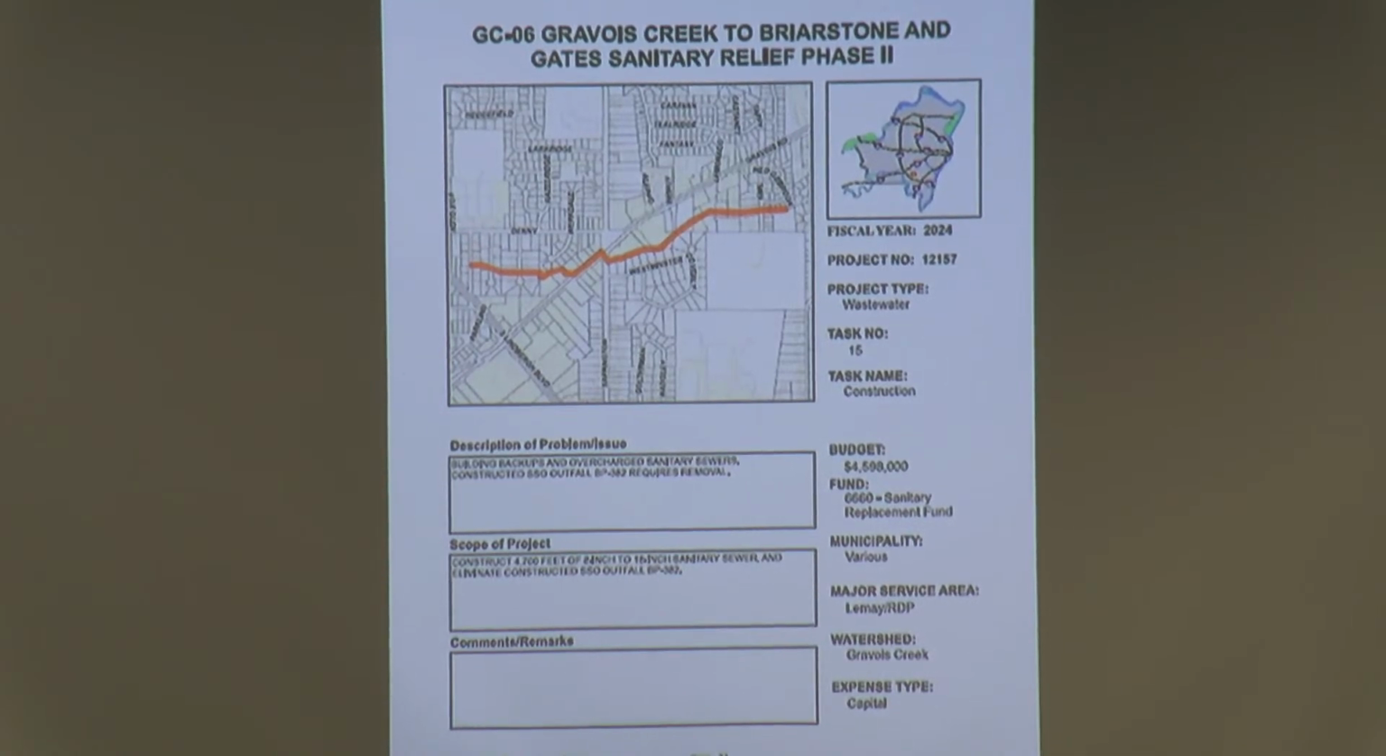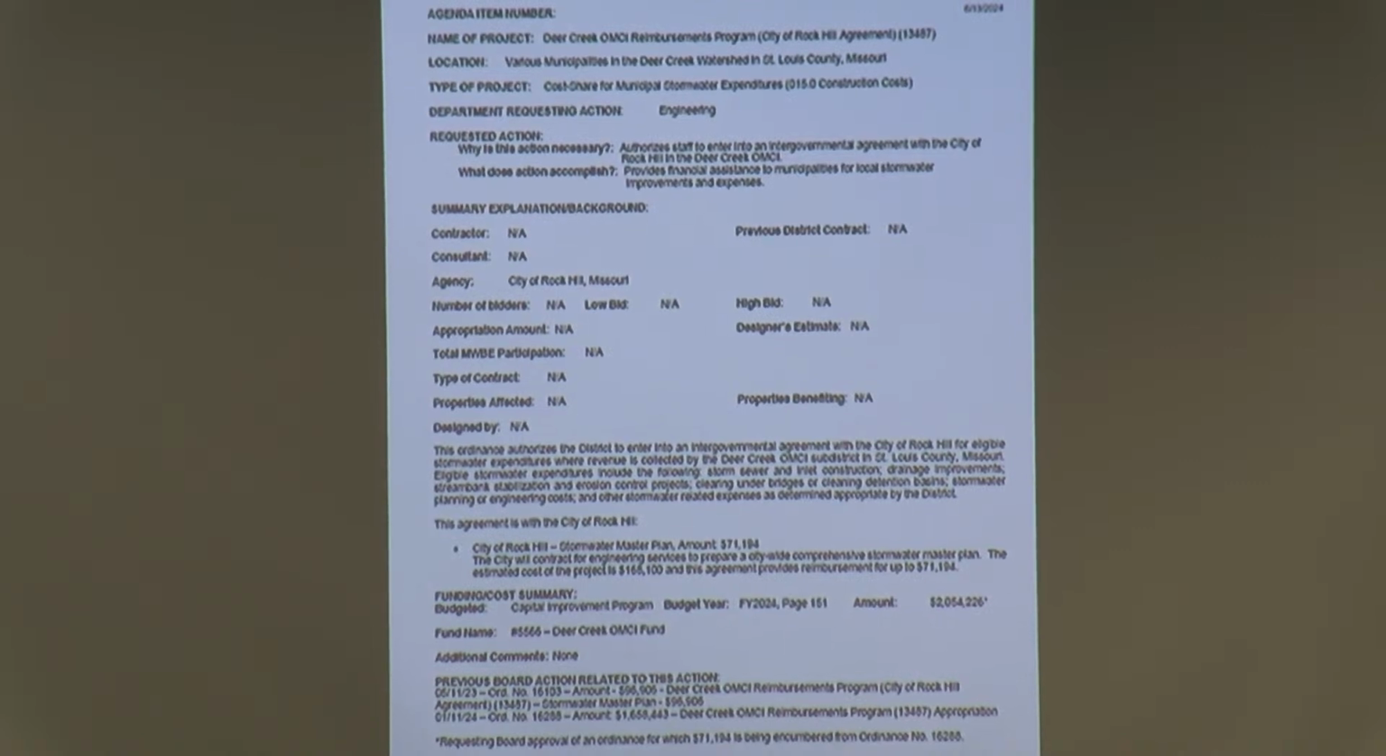All right. The next item is an OMCI grant reimbursement program in the Deer Creek watershed, OMCI, with the city of Rock Hill. The ordinance authorizes the district to enter into an intergovernmental agreement with the city of Rock Hill for eligible stormwater expenditures where the revenue is collected in the Deer Creek OMCI. Eligible stormwater expenditures include storm sewer and inlet construction, drainage improvements, stream bank stabilization or erosion projects, cleaning under bridges or cleaning detention basins, stormwater planning or engineering, or other stormwater related expenditures. The city of Rock Hill, in this instance, is performing a stormwater master plan within their municipal boundaries. They are contracting for those services.